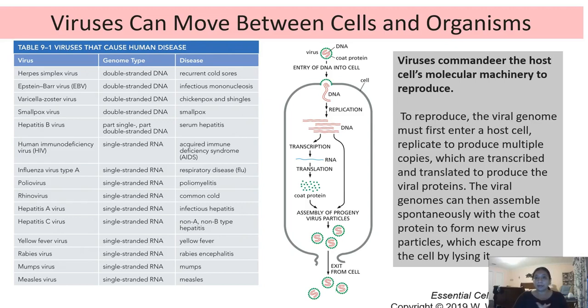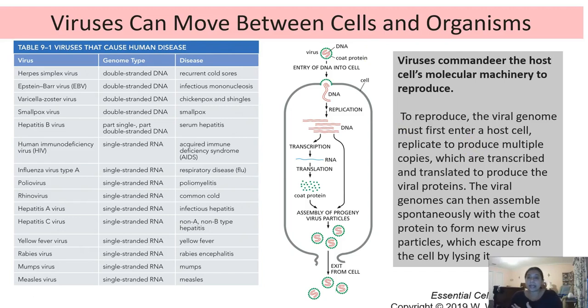So let's see how that would work. We'll talk about it a little bit by examining both DNA and RNA viruses. First of all, here's a list of some common viruses that we may see, whether they're double-stranded DNA or single-stranded RNA viruses, and what kind of diseases they may cause. Now we're going to look first at the general biology of viruses.